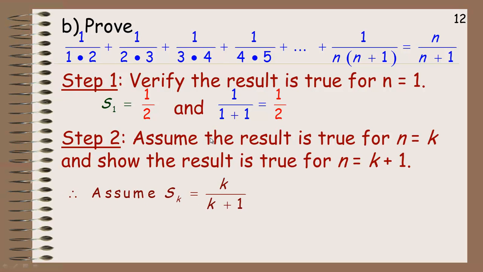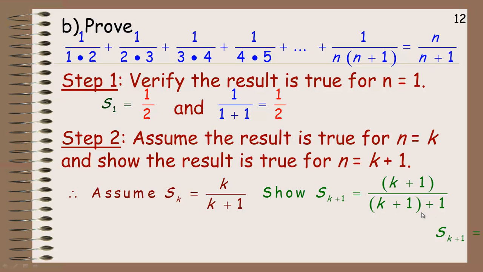So step 2, we would assume it is true for k. So assume that S sub k, the sum of the first k terms, is k over k plus 1. And then show that no matter what k is, the sum of the first k plus 1 terms is, if we put k plus 1 here, we get k plus 1 in the numerator and k plus 1 in the bottom. So it would simplify to k plus 1 over k plus 2. We're asked to show that that's true as long as this is true.